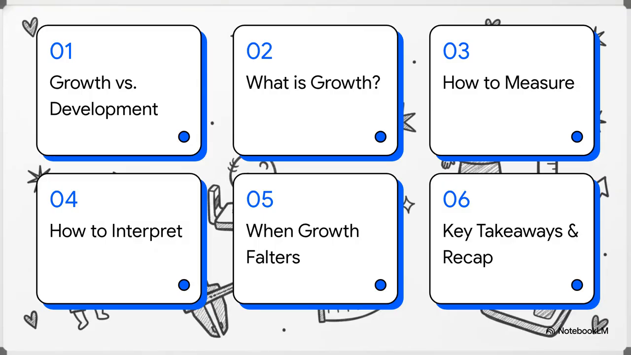So here's our game plan. We're going to start by clearing up some really common confusion. Then we'll define what growth actually is, learn how to measure and interpret it correctly, talk about what happens when things go wrong, and then we'll wrap up with the high-yield points you need for your exams.